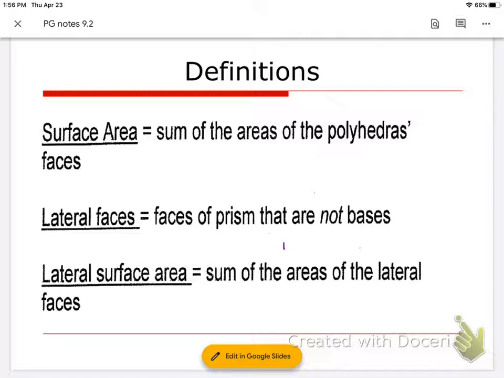Okay, definition. Surface area is the sum of the areas of a polyhedra's faces. So we're going to find the area of all the faces. Lateral faces are the faces of the prism that are not bases, and lateral surface area is the sum of the areas of the lateral faces.